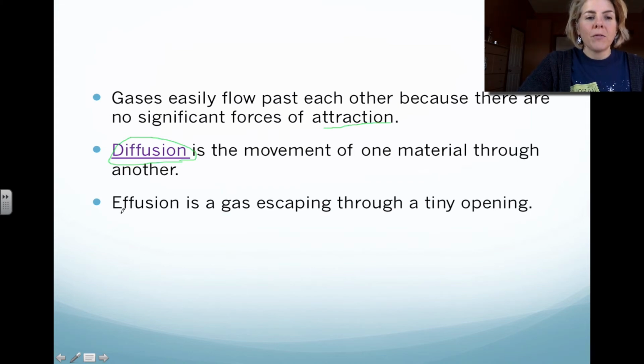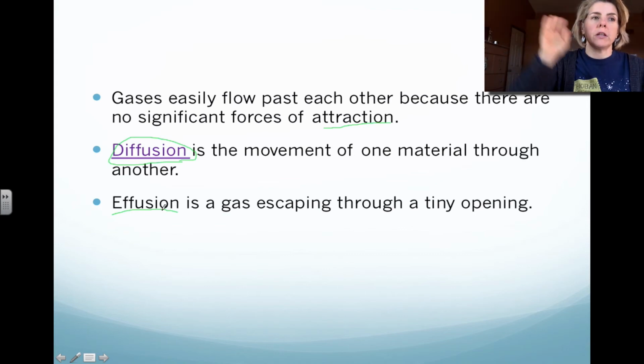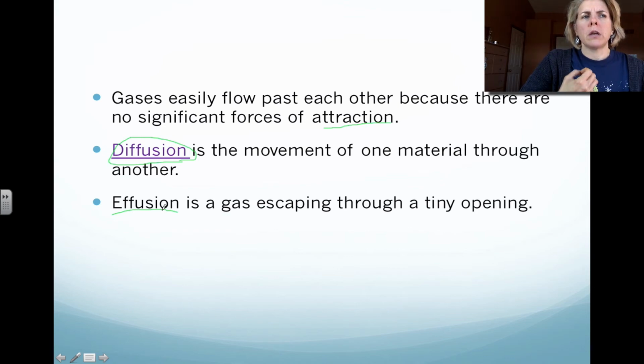Now, when I was blowing up that balloon, what you may not have realized is that essentially I was doing effusion by letting that balloon go. I was letting a small opening occur in that balloon, and that forced the gases to escape out of that balloon, which projected it in another direction. So whenever we talk about effusion, we're talking about a hole in a container.